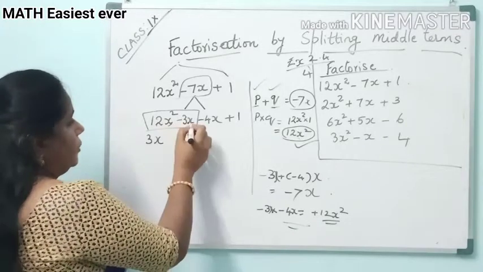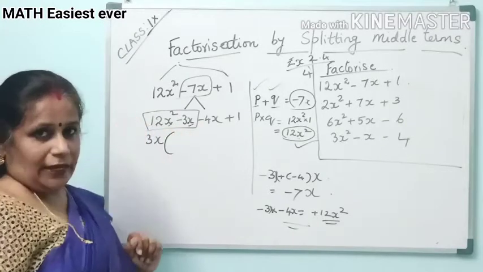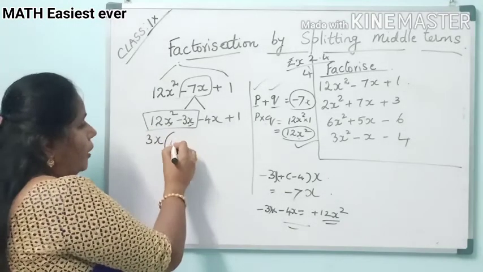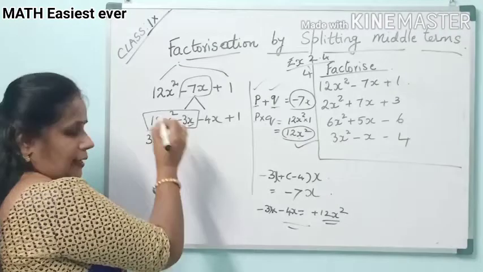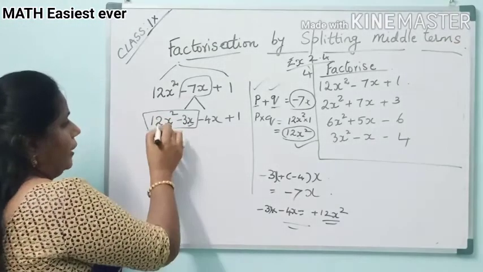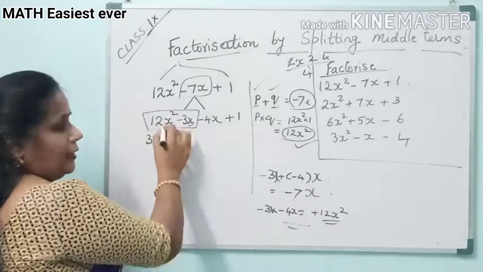Now from these two terms I have taken 3x outside and I will divide this 12 by 3. 12 by 3 is what? 4. X square divided by x is x. Okay, this is common factor taking out. You multiply and check, you will get this. 3 4s are 12. X into x is x square.